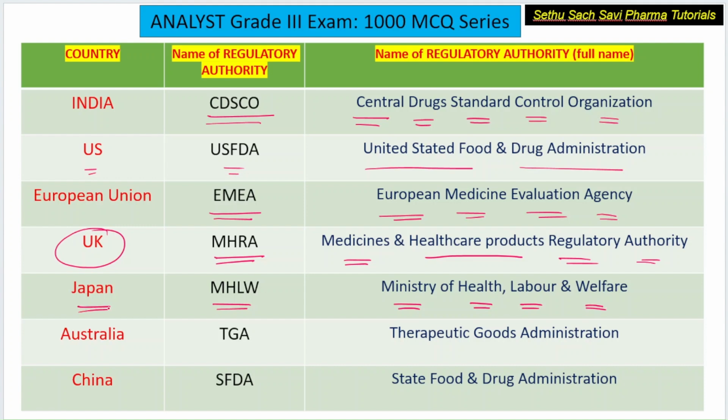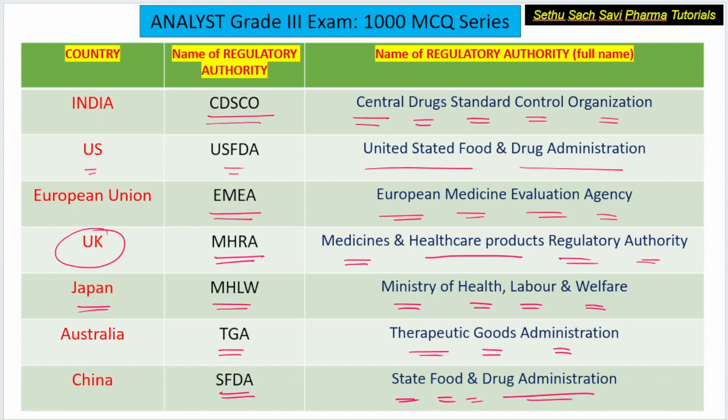When it comes to Australia, it is TGA. Now, what is TGA? Therapeutic Goods Administration. That is the regulatory authority of Australia. Now, when it comes to China, it is SFDA. What is SFDA? State Food and Drug Administration. So, better you remember this table, which contains the regulatory authority of all the important countries.